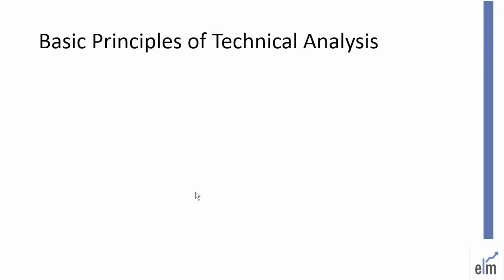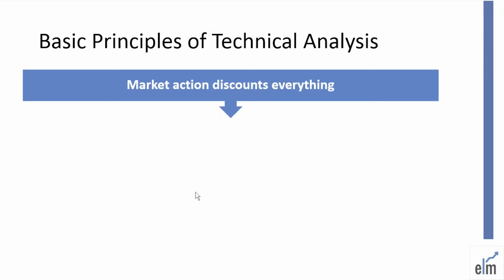Now moving ahead, we need to understand the basic principles of technical analysis. First things first, the cornerstone philosophy is that market action discounts everything. This is one aspect of technical analysis that everyone needs to understand and accept before taking the next step towards understanding technical analysis. Market action means price, the action of price. Discounts everything means whatever factors and elements affect the movement of price are already factored in.